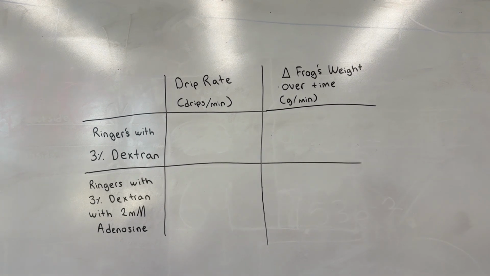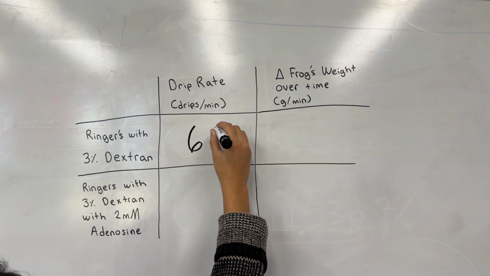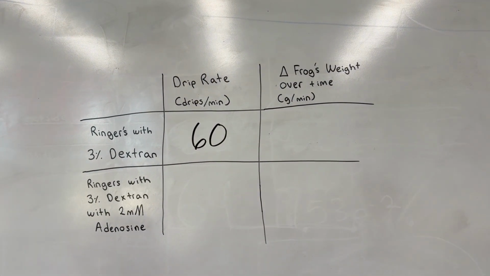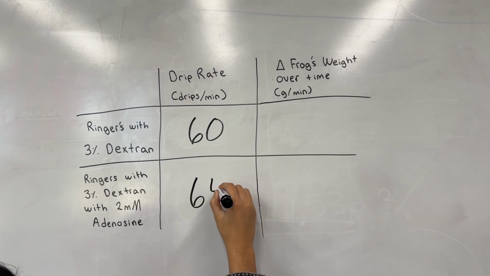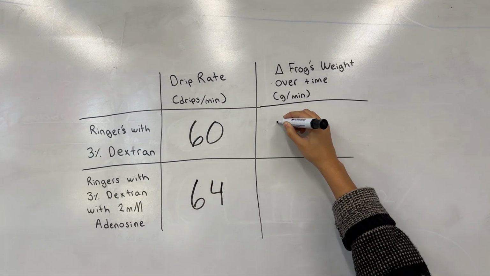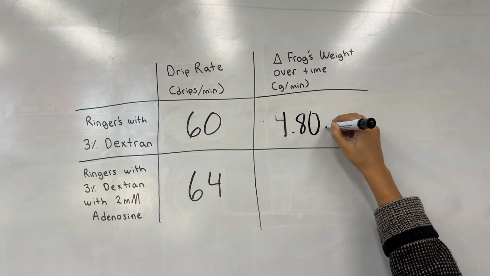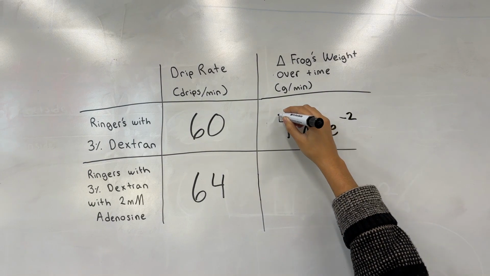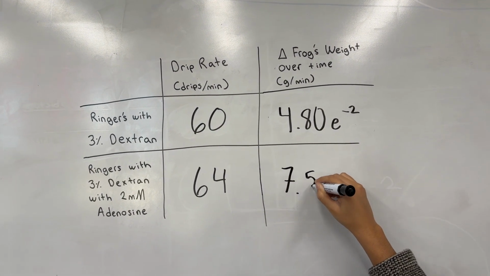The recorded drip rate when the frog was perfused with Ringer's and 3% dextran was 60 drips per minute. And when the perfusate had 2 millimolar adenosine, the recorded drip rate was 64 drips per minute. The change in frog's weight over time in grams per minute was 4.8 E-2 when just Ringer's and 3% dextran was the perfusate, and when adenosine was in the perfusate, the change in frog's weight over time was 7.53 E-2 grams per minute.